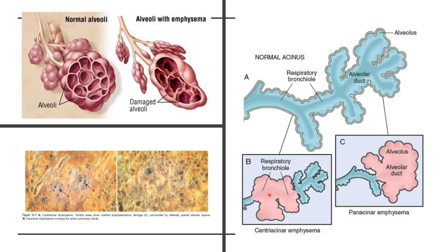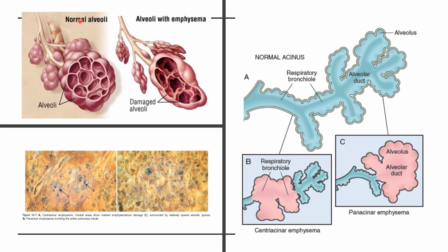Another type is the centri-acinar. Here the central or proximal part of the acini, comprising the respiratory bronchiole, is mostly affected. This centri-lobular or centri-acinar type of emphysema is commonly seen in heavy smokers, whereas the pan-acinar type of emphysema is commonly seen in alpha-1 antitrypsin deficiency.